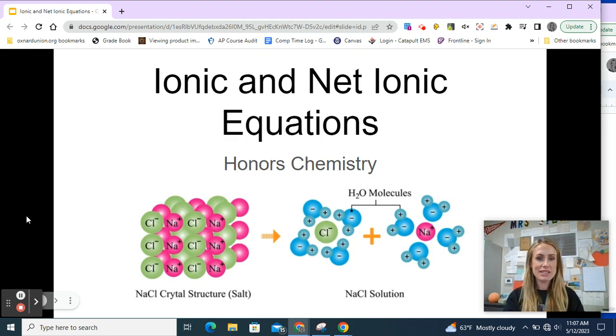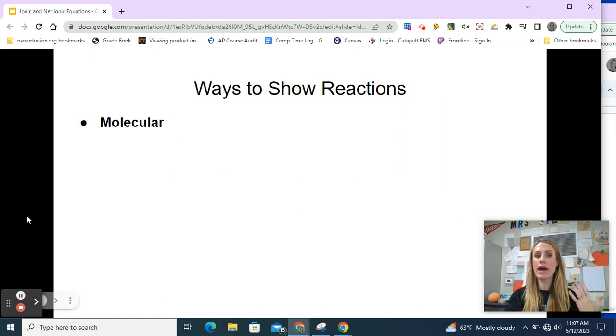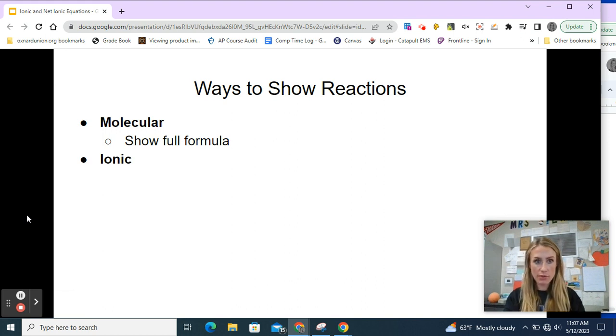Hi, everyone. So today we're going to be talking about ionic and net ionic chemical equations. So you already know how to write a molecular version of a chemical equation. This is when we just show the full formula of everything. Now, when we have something like an ionic chemical equation, we're going to show the aqueous substances as ions.